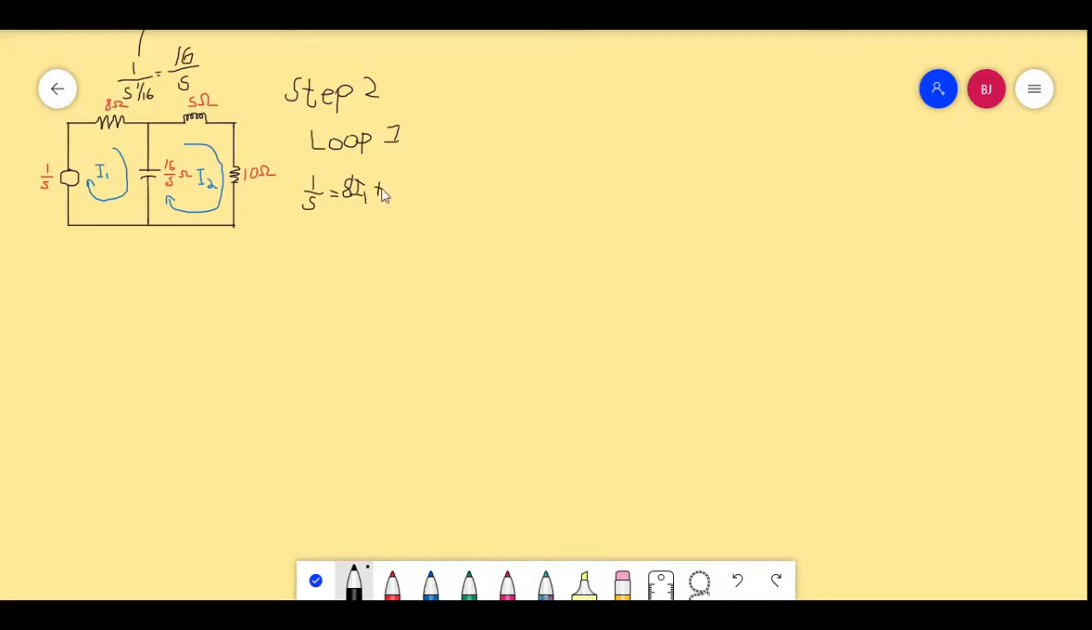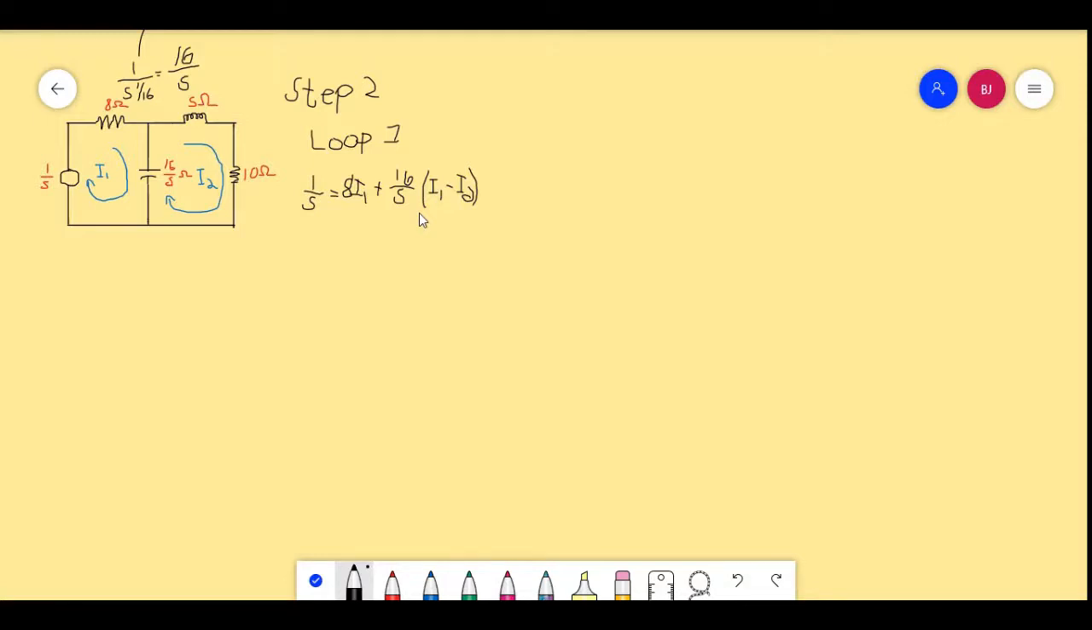plus, just like what we did last time, I1 and I2 are passing through the capacitor. So this would be 16 over S multiplied by I1 minus I2. Okay. Generally speaking, this is already our loop.